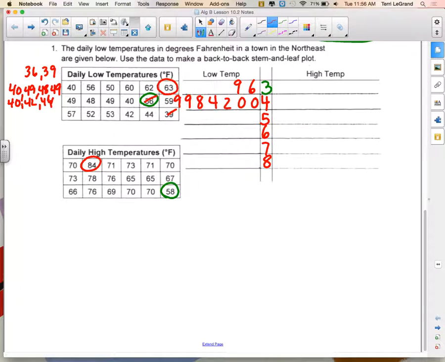Okay. So 1, 2, 3, 4, 5, 6, 7 data values. I should have 7 leaves then. 1, 2, 3, 4, 5, 6, 7. I got 7 leaves. I'm feeling good. Does it have to be in order? Yes, it needs to be in numerical order from least to greatest, those leaves. And then once you've done that, it's a good idea to go to your table and cross all those out. So that 40 got used up, that 49 did, that 48 did, that 49, that 40, that 42, that 44. Get them out of there.